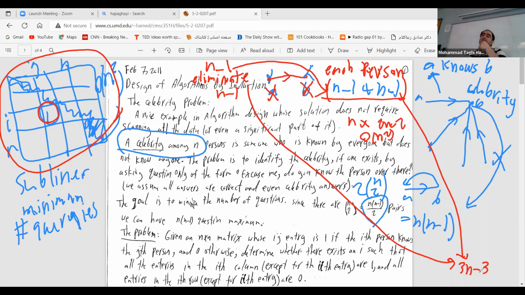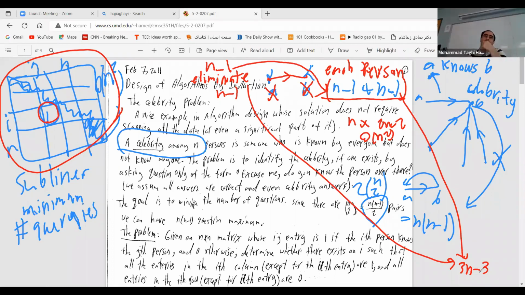Aren't you only asking if this person knows this one other person? I thought you were only asking if A knows B, so it's like 1, right? Yes, but then you need to ask also B whether knows A or not. Because a celebrity, again, by definition, everyone should know this person, and this person should not know anyone else. So you go through A knows B and B knows A. Right? So we have 2n minus 2 there, and then n minus 1 here to find this person. But the question is, can we do a little bit better than this?